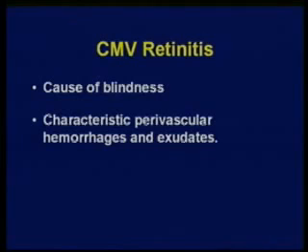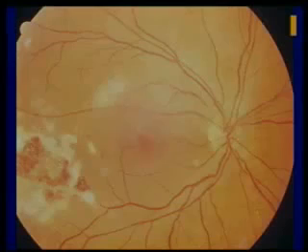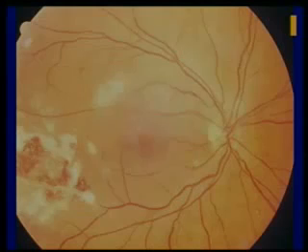CMV retinitis is a cause of blindness, can be sudden. There's a characteristic perivascular hemorrhage and exudate. It looks like ketchup on a pizza. It looks like a cheese pizza. Here it is. So here's the blood vessel, here's the edema and the hemorrhage. Just think cheese pizza. All right? Normally, you're supposed to look more like here. Right? Not this and this stuff. That's your hint, cheese pizza.